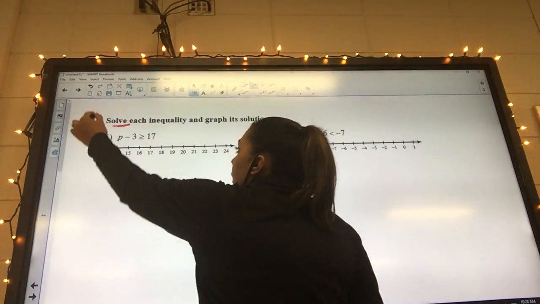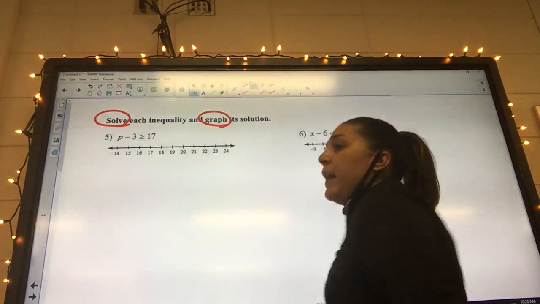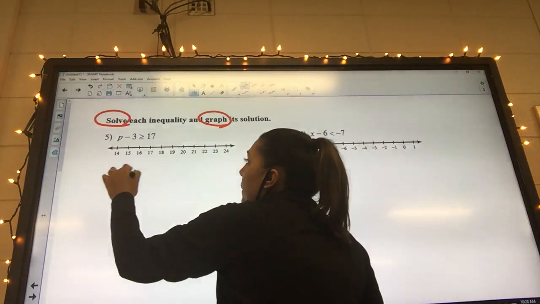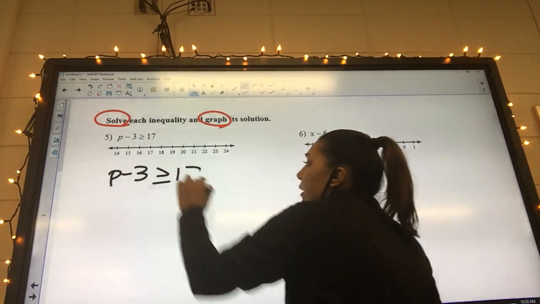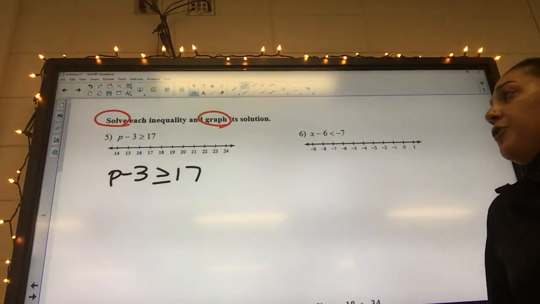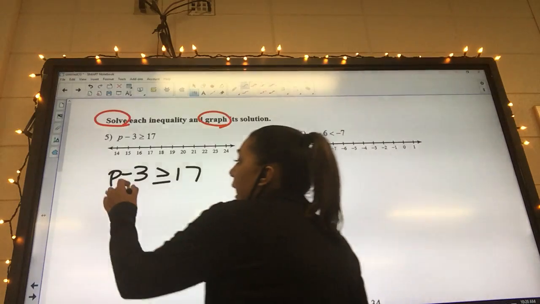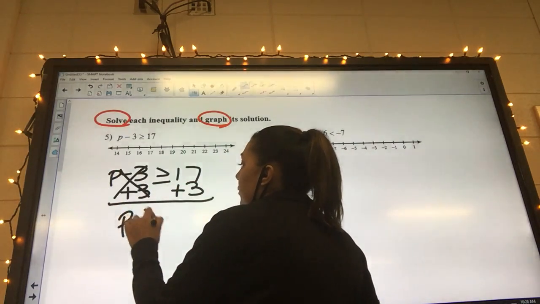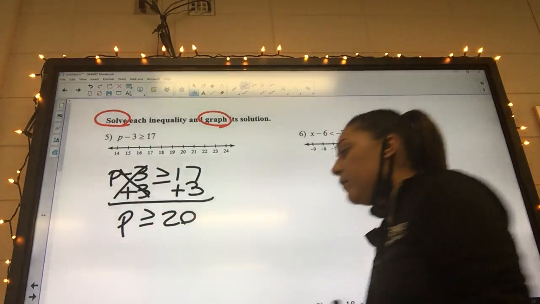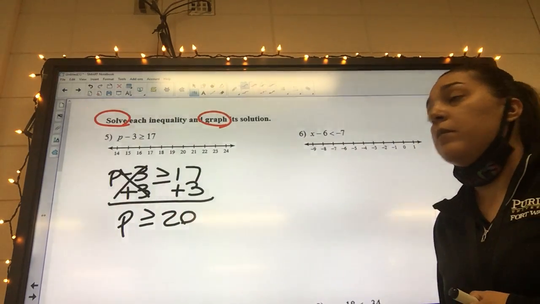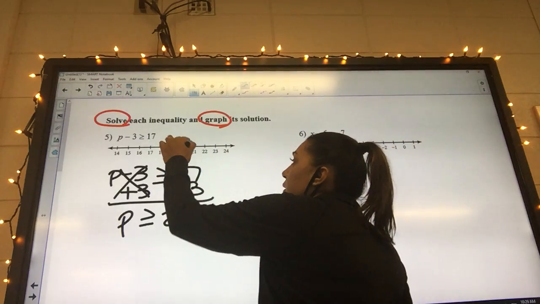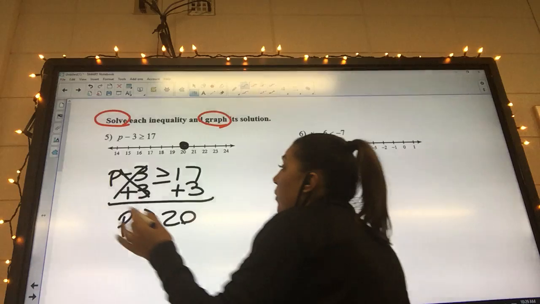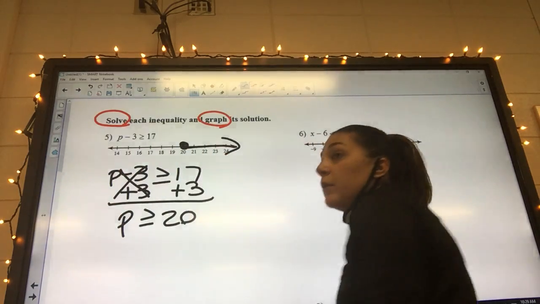So this says solve and graph. That means you should have solved and graphed it, okay? So we got P minus 3 is greater than or equal to 17. Okay, so to get P by itself, we need to add 3 to both sides. P is greater than or equal to 20. So at 20, it should be closed and pointed towards the right.